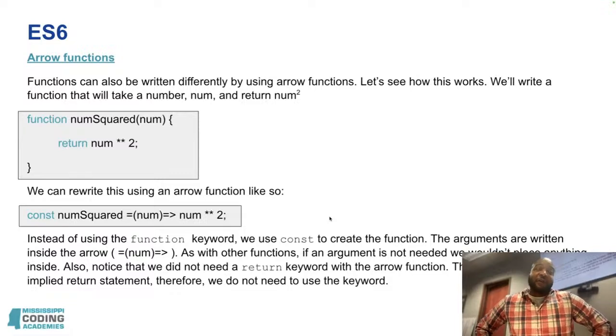We can write this using the arrow function like so. Instead of using the function keyword, we use const to create the function. The arguments are written inside the parentheses, as you see here. As with other functions, if an argument is not needed, we wouldn't place anything inside. Also, notice that we did not need a return keyword with the arrow function. That's one of the big things about the arrow function. Aside from the way that it looks, the arrow function has an implied return statement. Therefore, we don't need to use the return keyword.